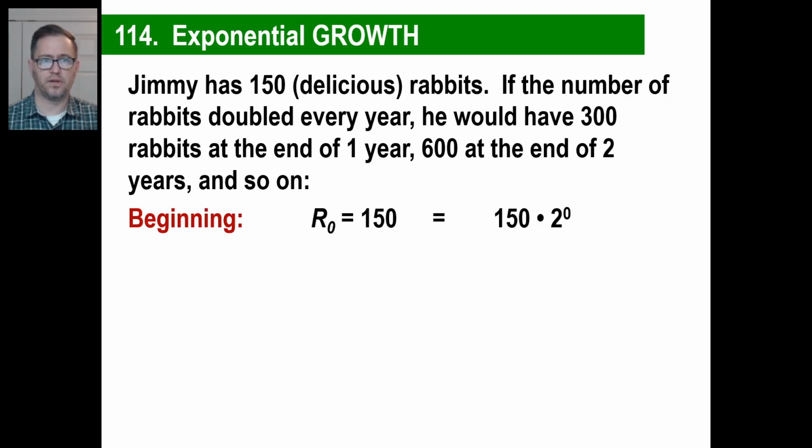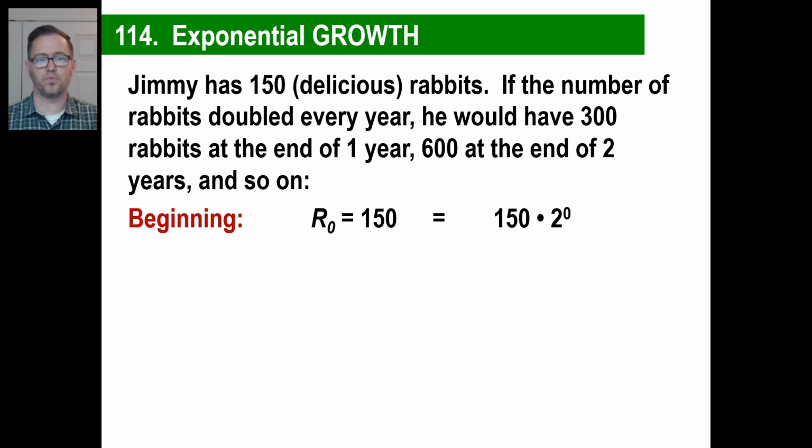Okay. All right. So let's say here's a good one. Jimmy has 150 delicious rabbits. If the number of rabbits doubled every year, as rabbits tend to do, he would have 300 rabbits at the end of 1 year, 600 at the end of 2 years, and so on.